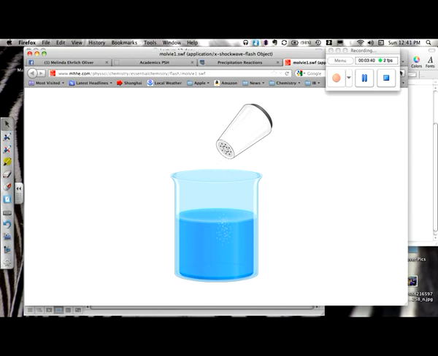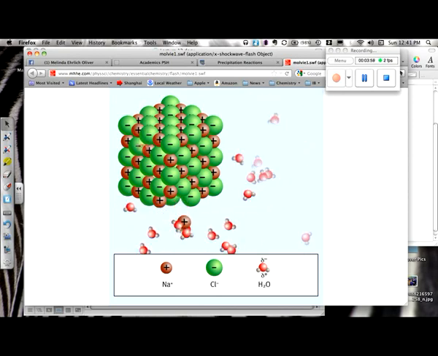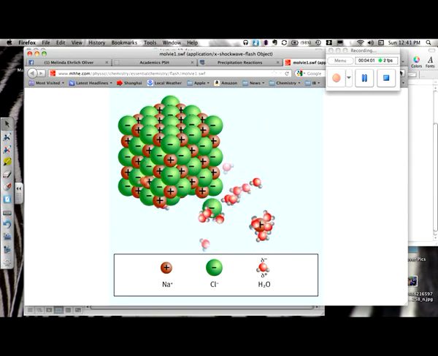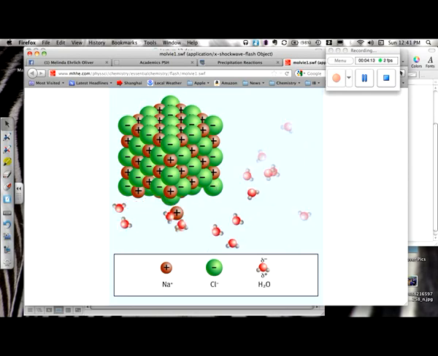Let's add a small amount of table salt, sodium chloride, to water. As you know, sodium chloride dissolves in water. Click on the zoom button to view sodium chloride. Polar water molecules interact with the positive and negative ions of a salt. The positive ends of the water molecules are attracted to the negative chloride ions. The negative ends of the water molecules are attracted to the positive sodium ions. This interaction between water and the salt ions causes a salt to break apart or dissolve in water.